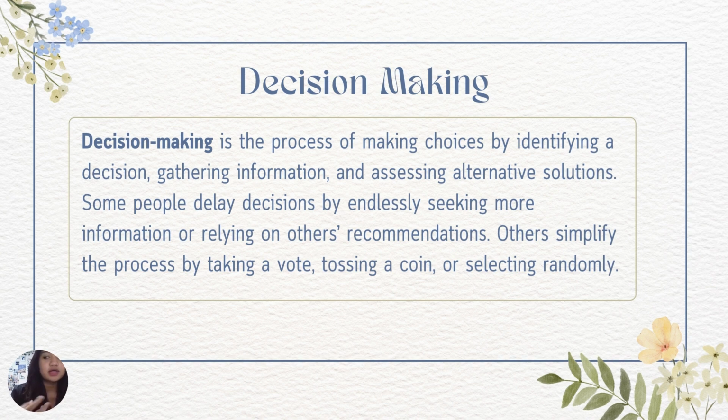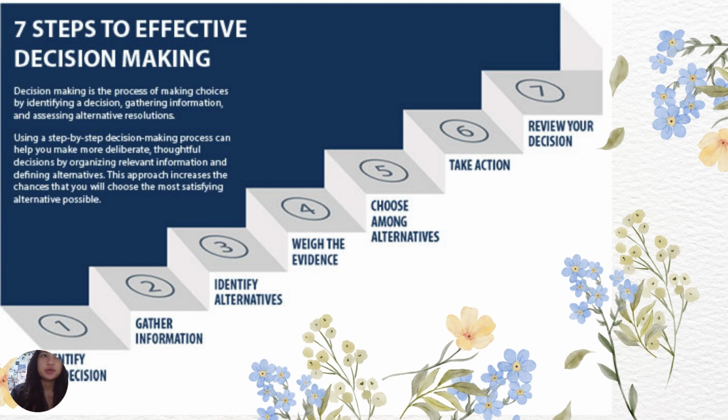In our daily living, we always make decisions. Decision making is very important. Here I want to explain the seven steps to effective decision making. When it comes to decision making, it's really important that we consider a lot of things before we take an action.